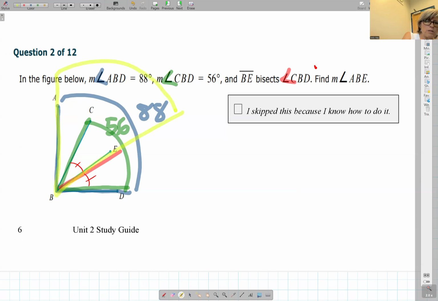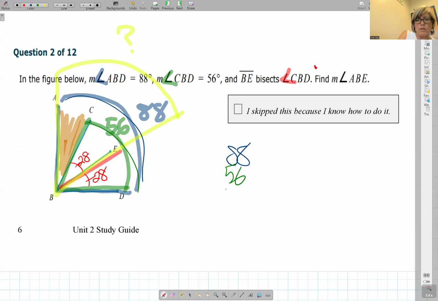ABE. This pizza slice is our goal. So don't just focus on what you're told to focus on. Just ask yourself, what's true? Well, 56 being cut in half, then I know that's going to be 28 and 28. I'm like, well, what else is true? I could find this orange pizza slice because I have the blue 88 and I have the green 56. So I find that orange pizza slice from here to here is going to be 32.